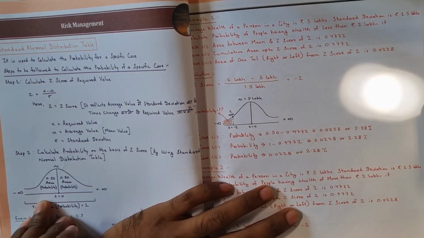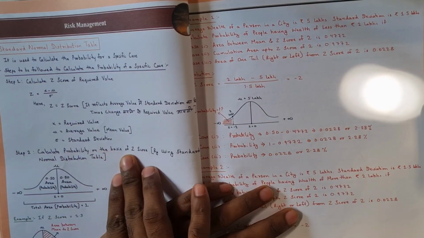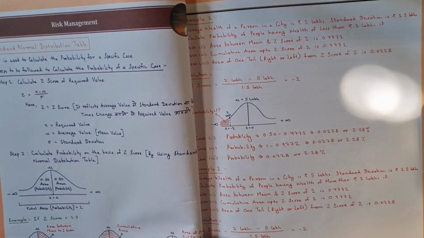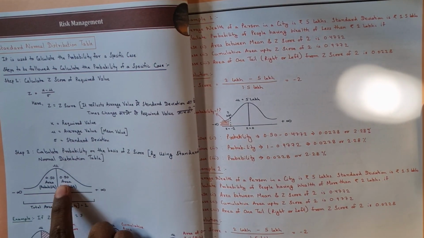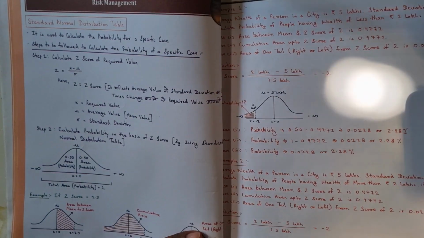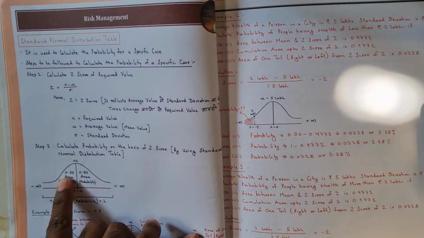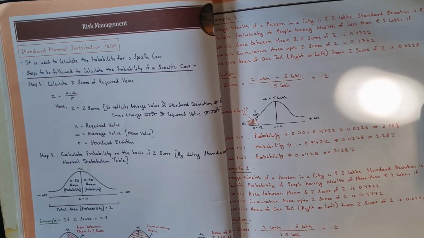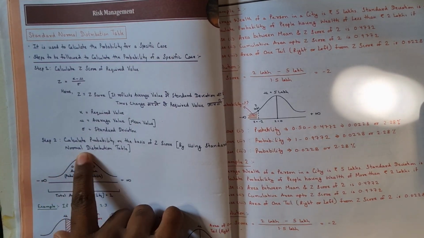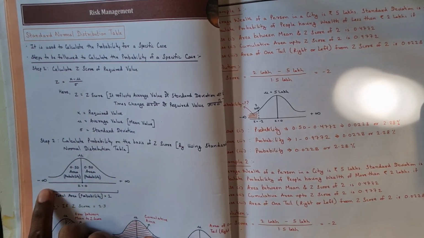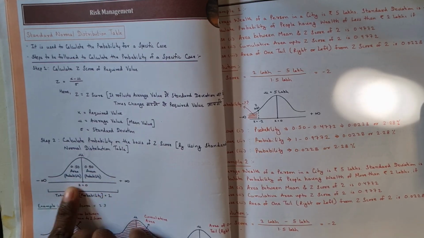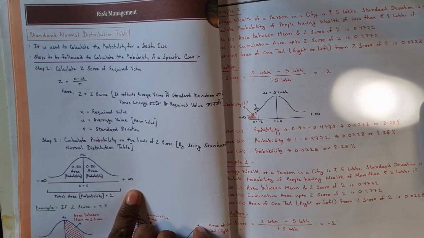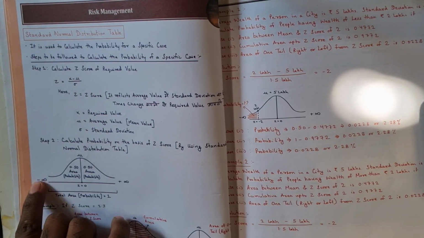Next, you have to calculate the probability on the basis of the z score by using the standard normal distribution table. You got a z score. Now, for that we need to understand the graph first. What does this diagram say? This is a curve, and let's suppose this is your number line. This is your minus number line and this is your plus number line. Till infinity it goes.